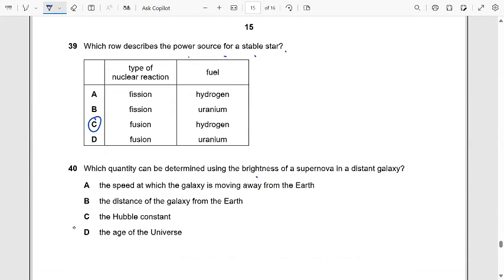Which quantity can be determined using the brightness of the supernova in distant galaxies? ये चीज जो है ना, brightness of the supernova जो आपके पास है, ये रेड शिफ्ट और ब्लू शिफ्ट से रिलेटेड है. तो आपके पास the distance of the galaxy from the earth जो है ना, that is related to the brightness.